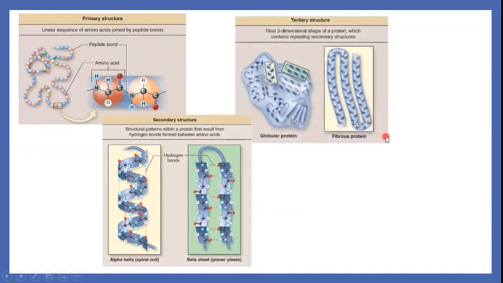The tertiary structure is whenever that protein has taken on a three-dimensional shape, its final three-dimensional shape, and it'll contain repeating secondary structures of that helix or sheet. A fibrous protein may be composed entirely of those helixes. It's very strong and you can actually pull on it. Globular proteins may just look like a big messy glob.